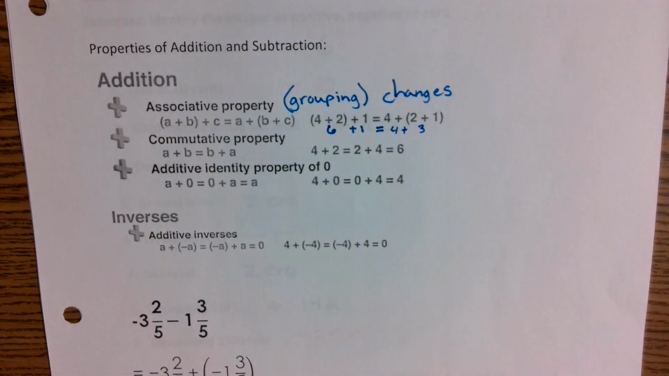They still come out to the exact same value. That's the important thing about these properties, that it doesn't change the answer. The answer still remains the same.